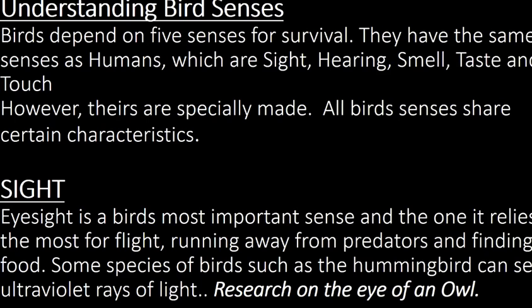So the first one we're going to look at is sight. Eyesight. Eyesight is a bird's most important sense and the one it relies on the most for flight, running away from predators, and finding food. Some species of birds, such as the hummingbird, can see ultraviolet rays of light.